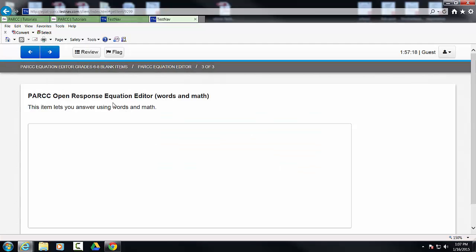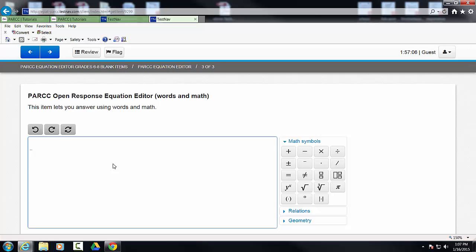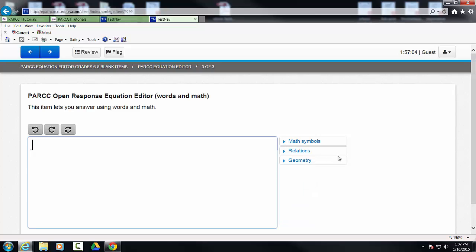If I advance to the open response equation editor, notice right above, words and math. So I can use both words and math here. As before, there's nothing here. But once I click, up comes what I need. Now notice, I'm going to collapse everything. You have three different categories here that you need to know everything inside: math symbols, relations, and geometry. Over here we have, as usual, undo, redo, and clear all.